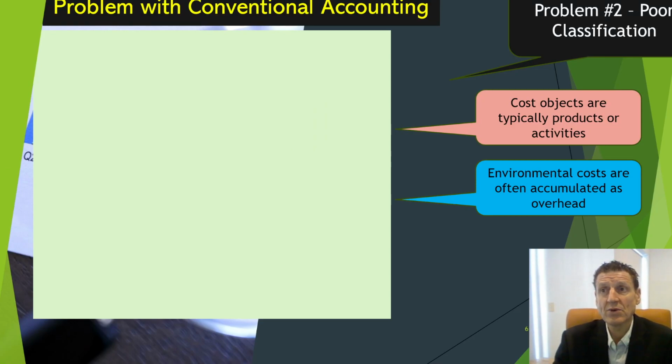All right. So, problem number 2 of conventional accounting is poor classification. So, what do we mean by that? Okay, let's have a look.